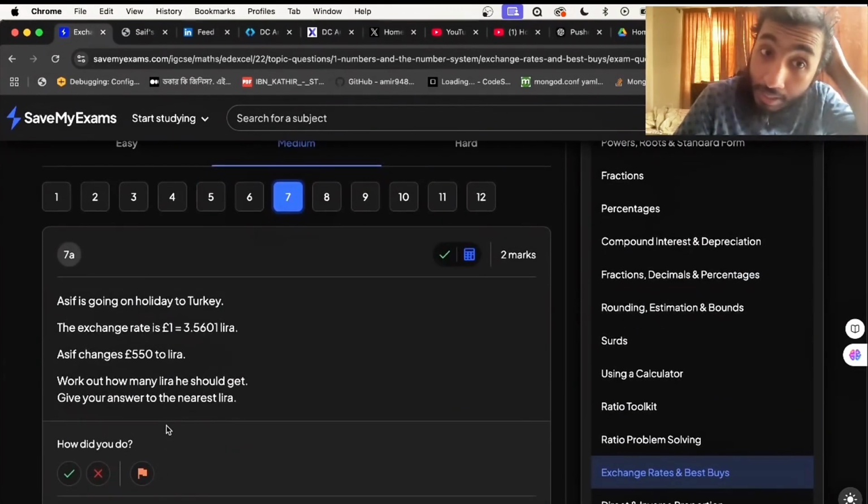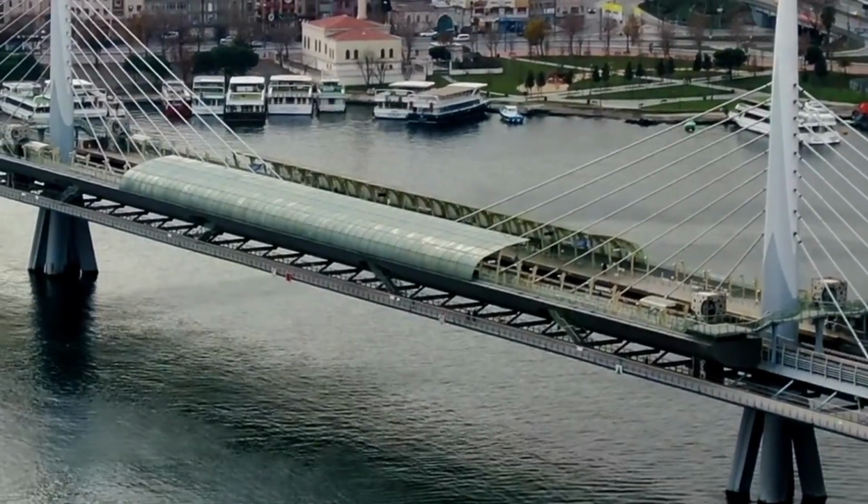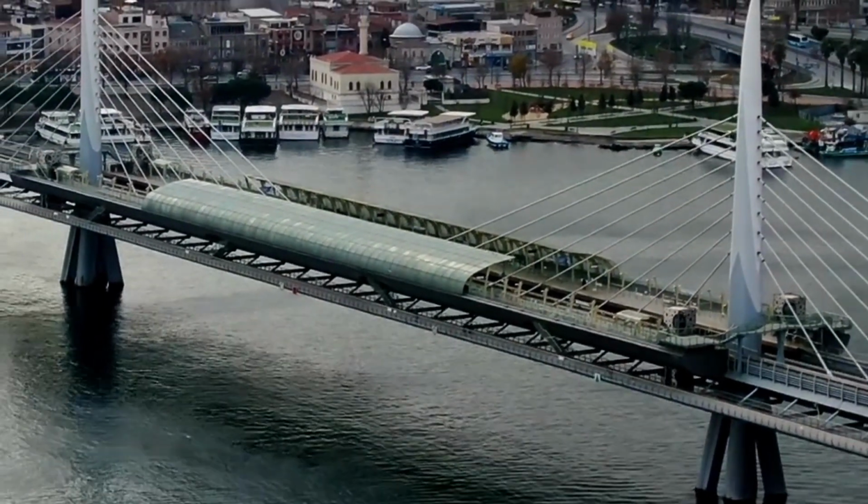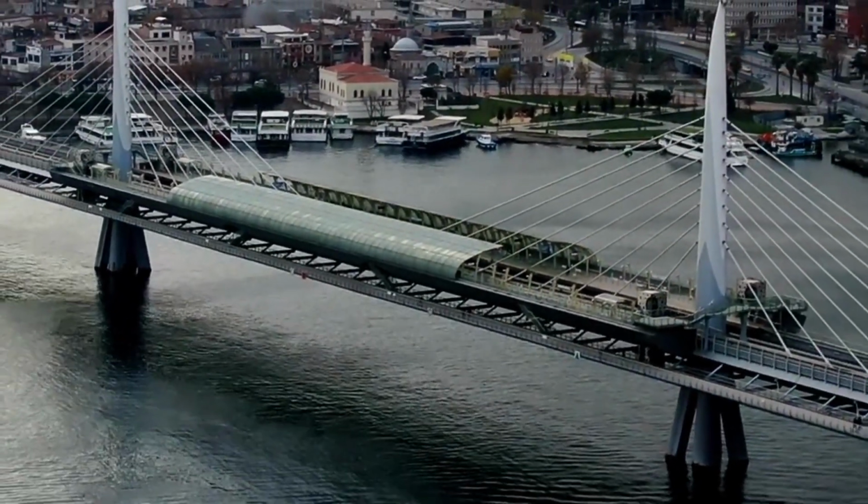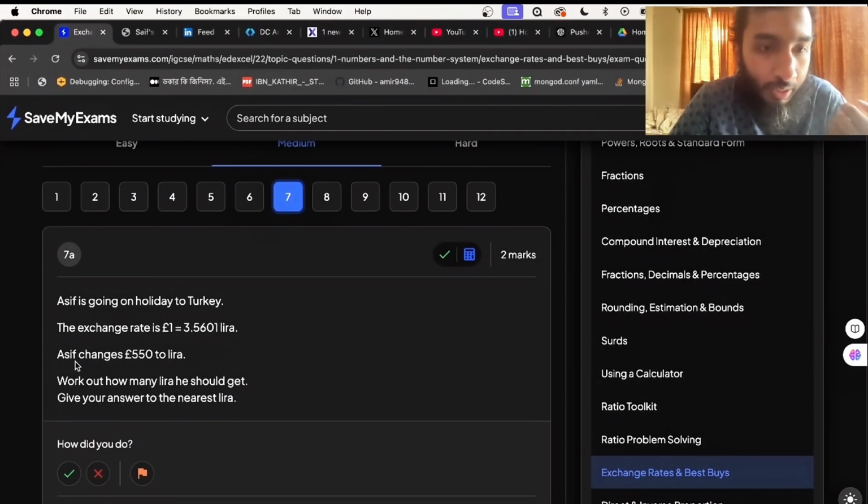So let's read the problem. The first part here is a person, Asif, going on a holiday to Turkey. The exchange rate is £1 equals 3.5601 lira. So Asif changes 550 pounds to lira. Work out how many lira he should get. Give your answer to the nearest lira.